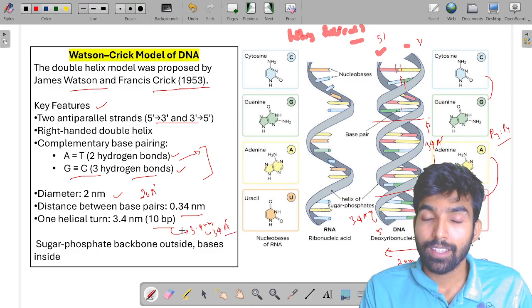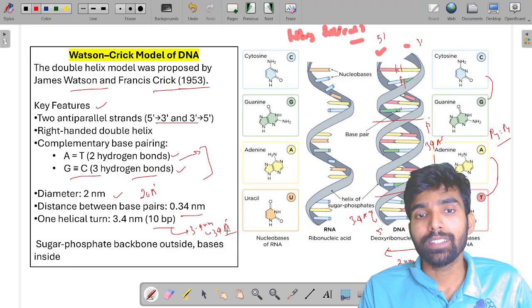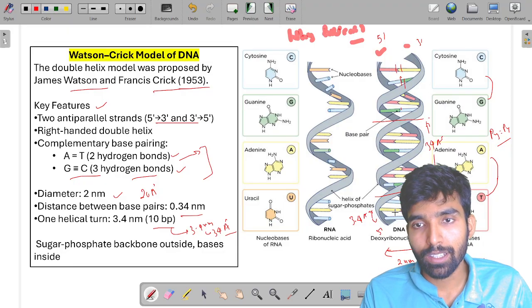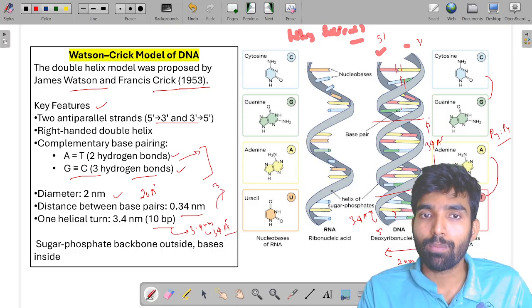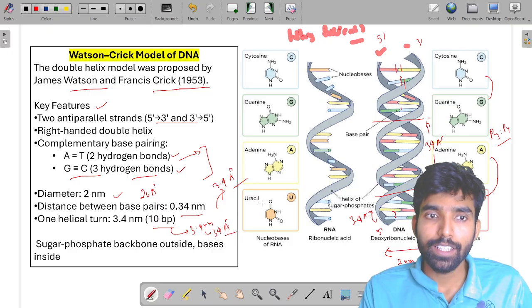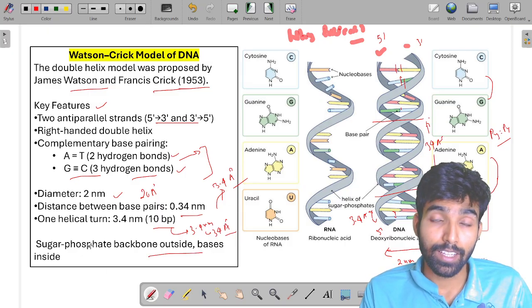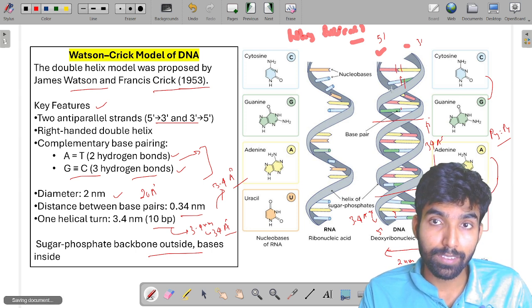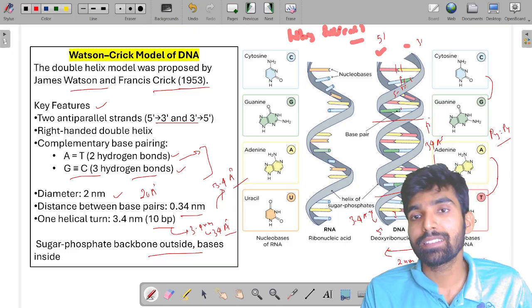Okay, as we are assuming for B-DNA 10 base pairs, that means the gap between two bases is 34 divided by 10, that's exactly 3.4 Angstrom. Sugar phosphate backbone outside and bases inside. So this is the sugar phosphate backbone, right? SP, and the bases are inside.